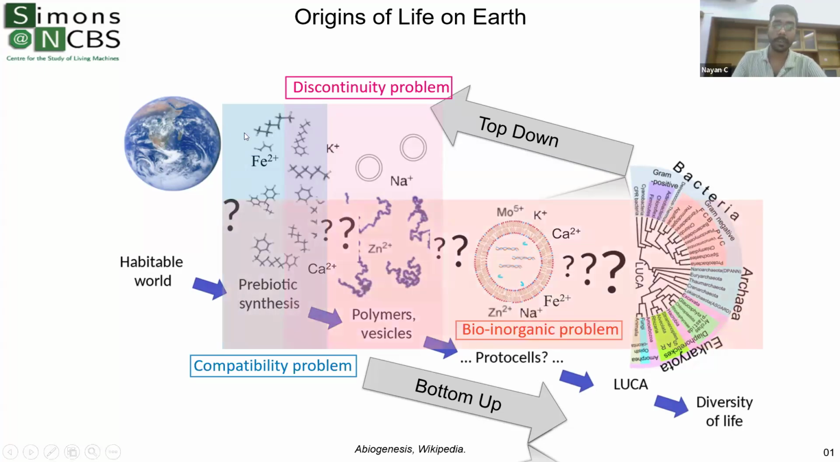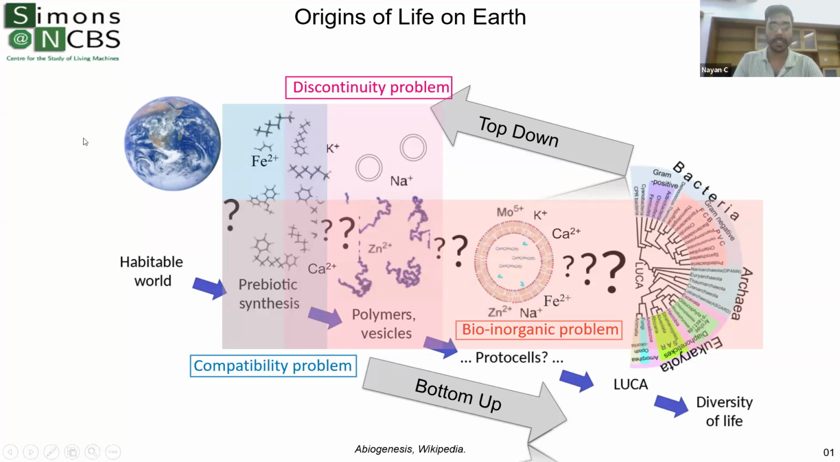The third one is the bioinorganic problem, which has also been discussed. Modern life incorporates different inorganic elements in its catalytic sites, which are quite crucial throughout the tree of life. But most of the simple forms of protocells and others are not compatible with different concentrations of inorganic elements. So at some point, our models of origins of life need to incorporate the inorganic elements throughout its history. This is what I call the bioinorganic problem.